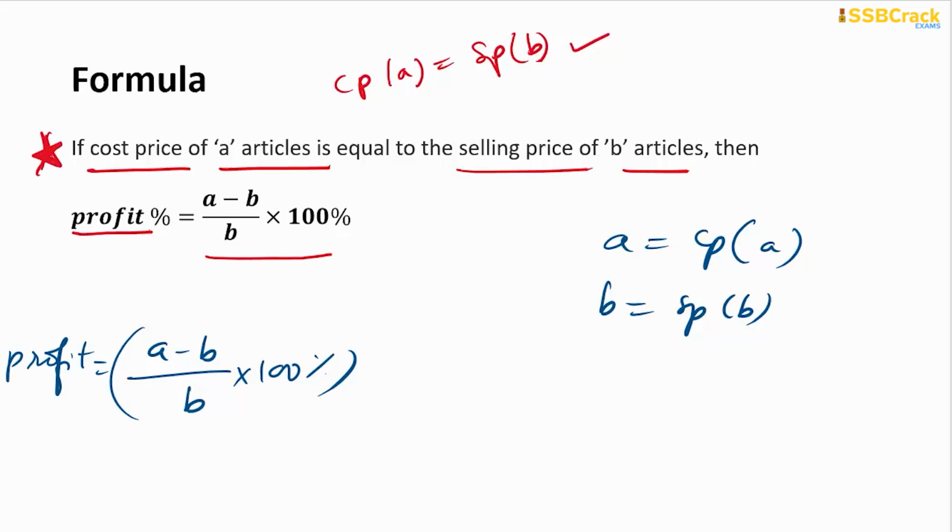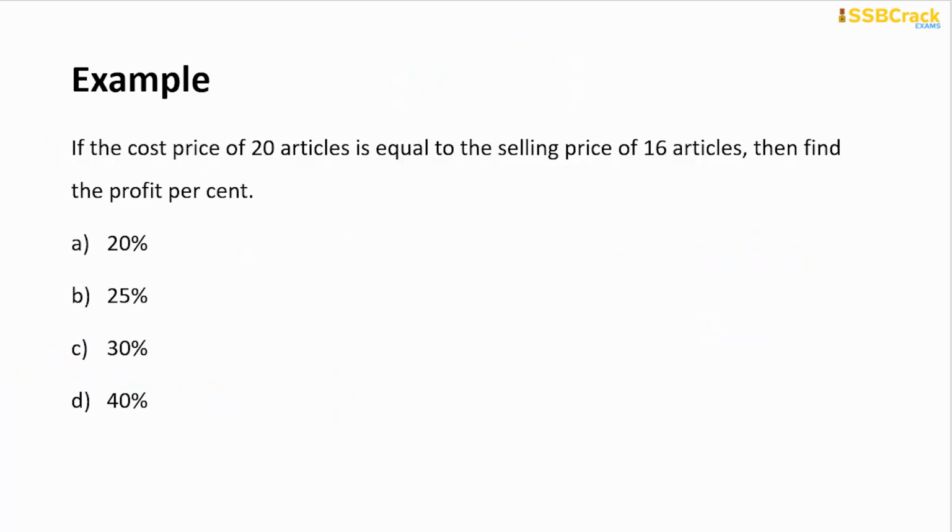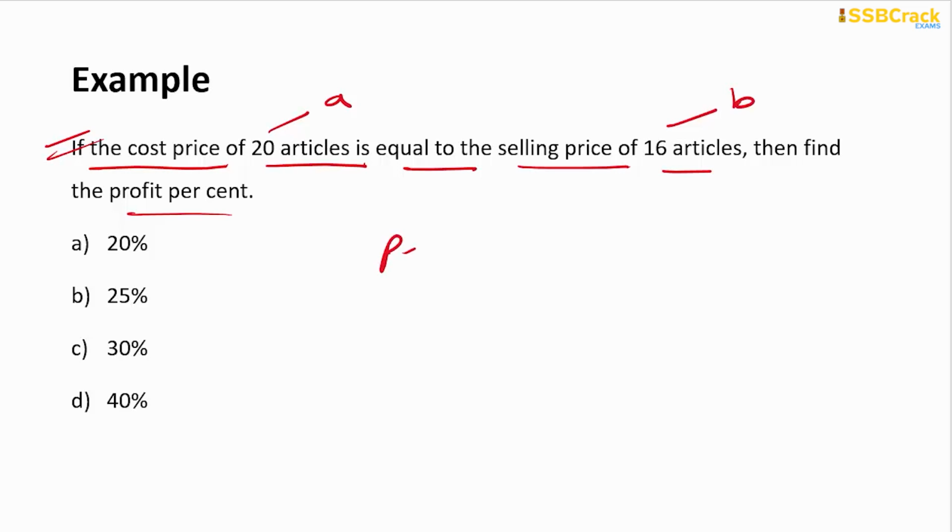Alright, so let's check an example of how it can be framed based upon this particular formula. If the cost price of 20 articles, that is A, is equal to the selling price of 16 articles, that is B, then find the profit percent. So whenever you see such a scenario, use the formula that you have: profit percent is equal to A minus B upon B into 100, right?